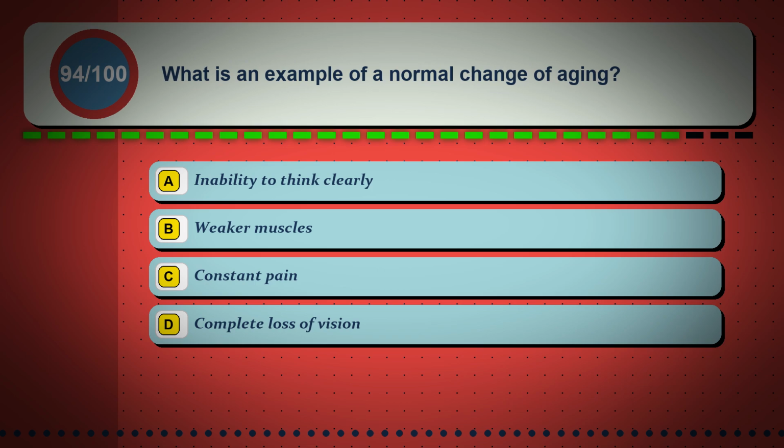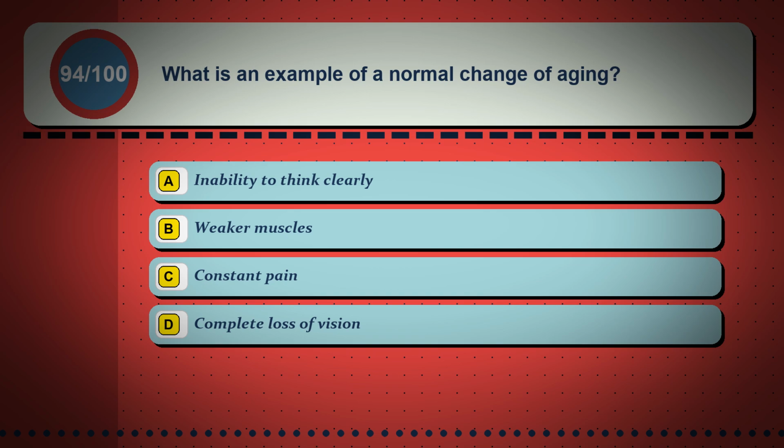Question 94. What is an example of a normal change of aging? Option A. Inability to think clearly. Option B. Weaker muscles. Option C. Constant pain. Option D. A complete loss of vision.